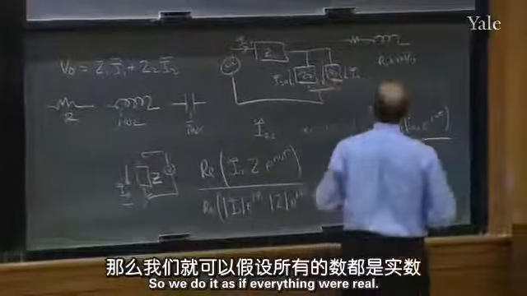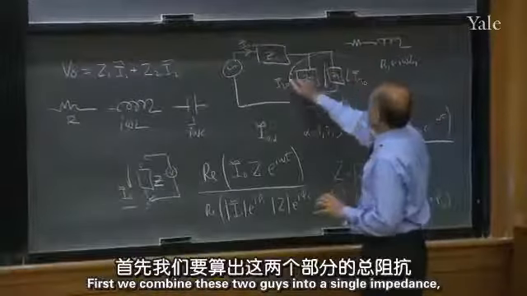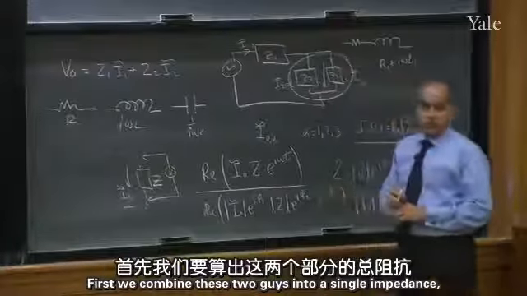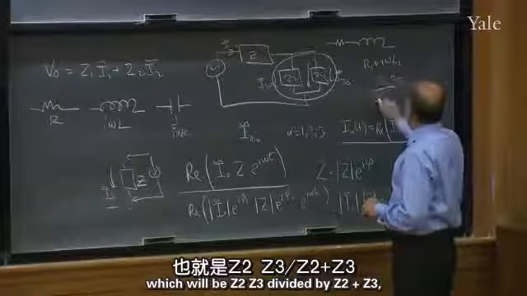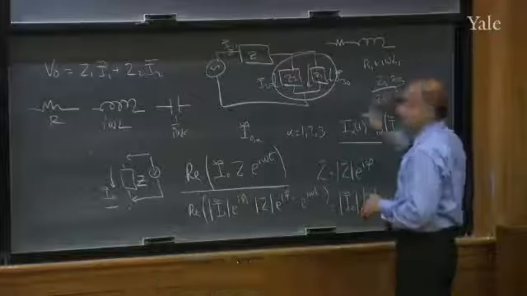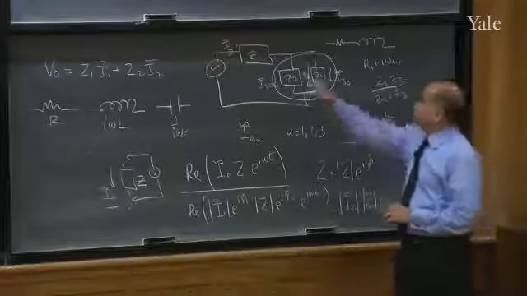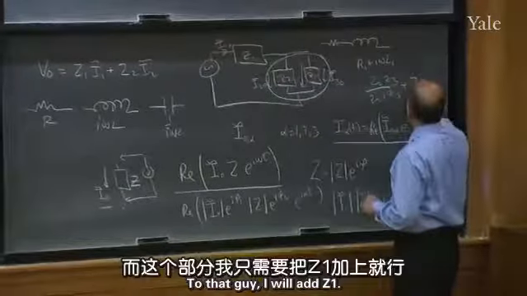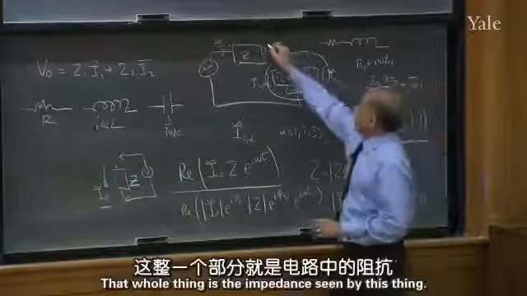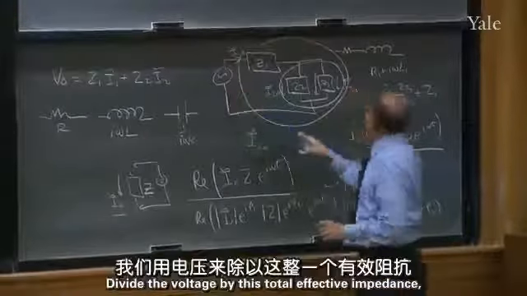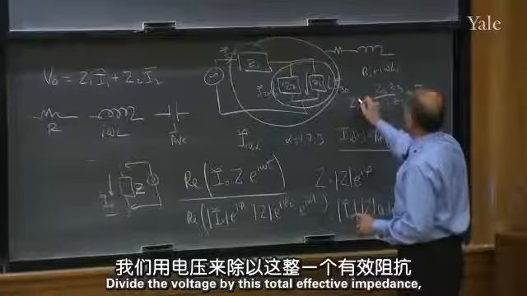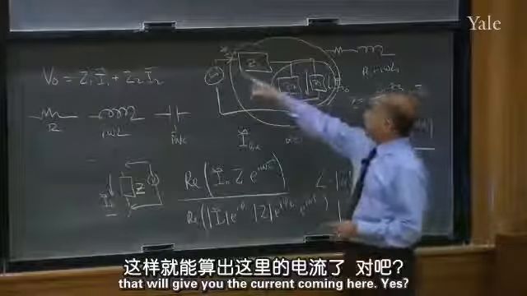So we do it as if everything was real. First we combine these two guys into a single impedance, which will be Z2 Z3 divided by Z2 plus Z3, just like you combine resistors in parallel. To that guy, I will add Z1. That whole thing is the impedance seen by this thing. Divide the voltage by this total effective impedance, that will give you the current coming here.